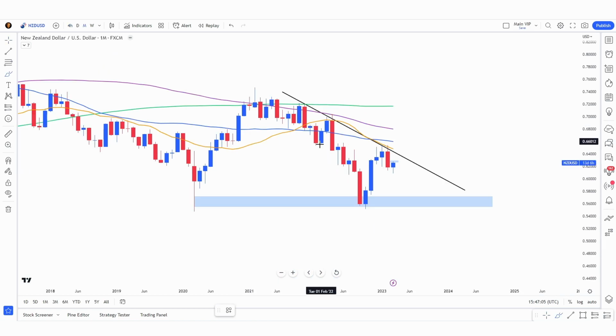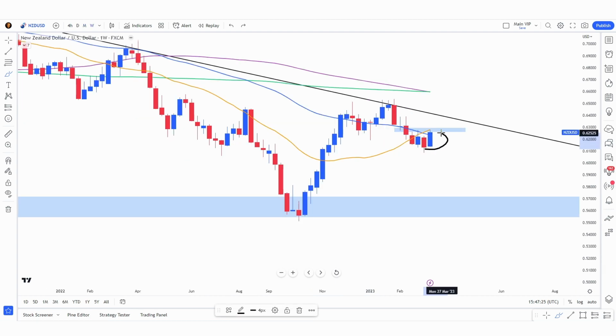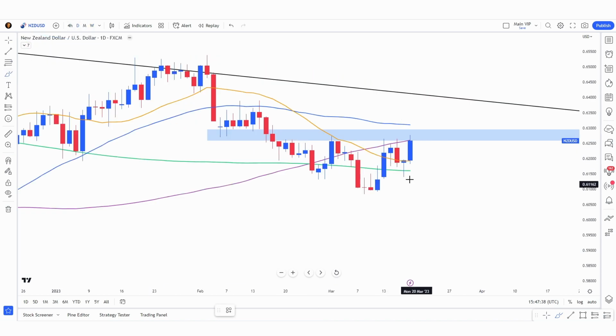Okay, NZDUSD monthly, not much to see. Bearish engulfing candlestick, little exhaustion back up. The weekly time frame has currently formed a bullish engulfing candlestick, but did not break the 2 moving averages, so I do expect some form of rejection actually. And on the daily, very similar scenario.